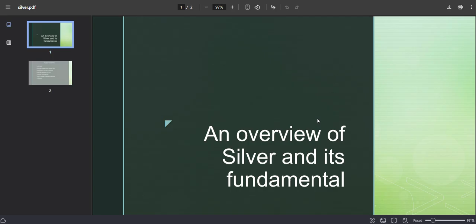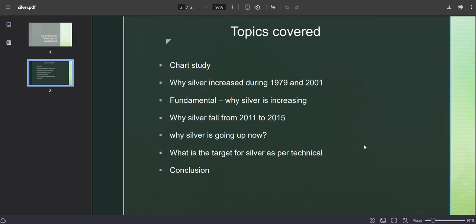So now we'll dive into silver and its fundamentals, and why silver is going up. We have shortlisted a few topics to be covered. One is we'll study the chart, then after that we'll see why silver increased during some duration in 1979 as well as in 2011.